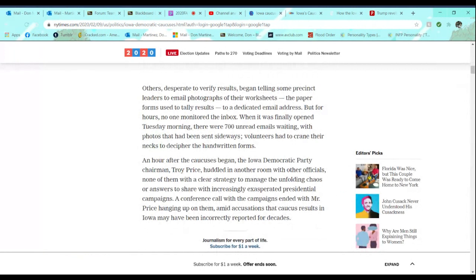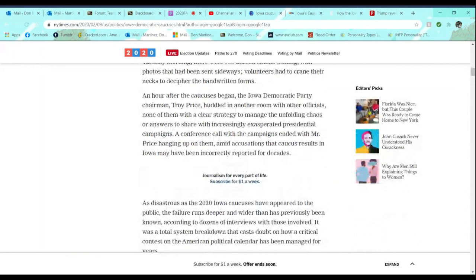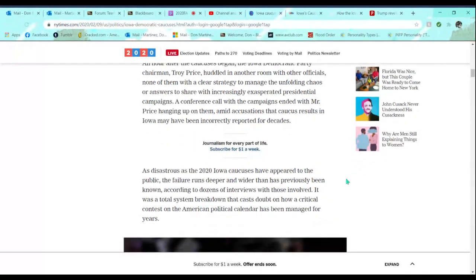But for hours, no one monitored the inbox. When it was finally opened Tuesday morning, there were 700 unread emails waiting, with photos that had been sent sideways. Volunteers had to crane their necks to decipher the handwritten forms. An hour after the caucuses began, the Iowa Democratic Party chairman Troy Price huddled in the room with other officials, none of them with a clear strategy to manage the unfolding chaos or answers to share with increasingly exasperated presidential campaigns. A conference call with the campaigns ended with Mr. Price hanging up on them and accusations that caucus results in Iowa may have been incorrectly reported for decades.